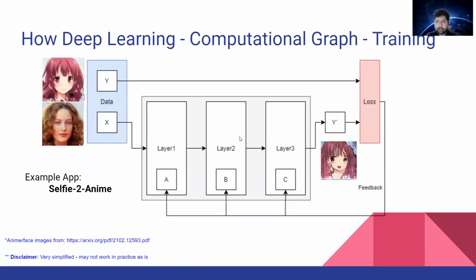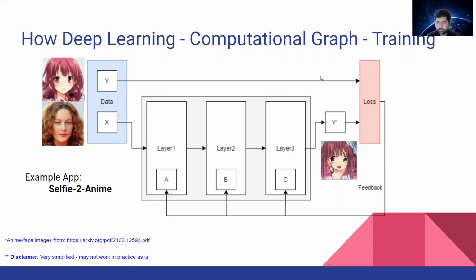If you want to build a selfie to anime app, you have lots of data. Then you build a model, which is usually a network or graph like this, which has lots of layers. You give it the input and it generates the output. And then we have a loss which differentiates. For example, if this is the selfie of the person, then this should be the anime selfie of that person. You feed these two to the loss, and this way the whole learning happens.